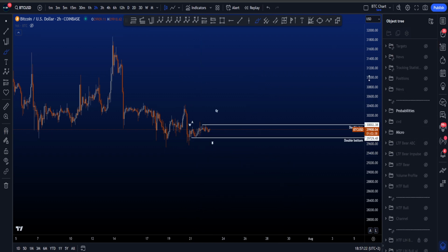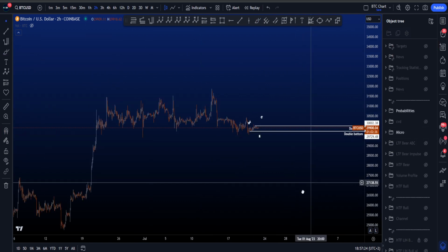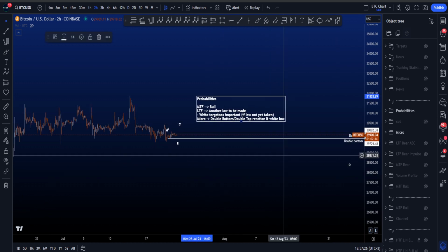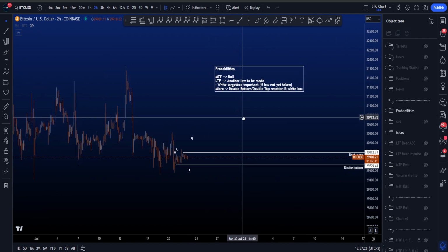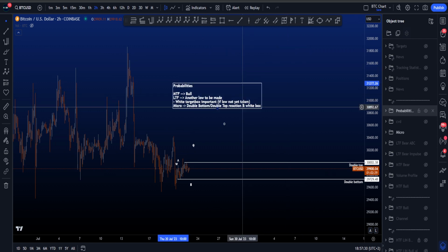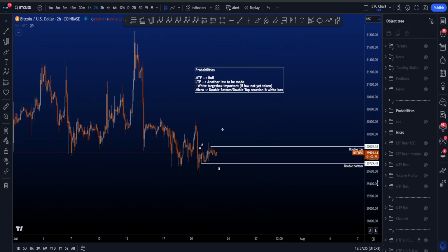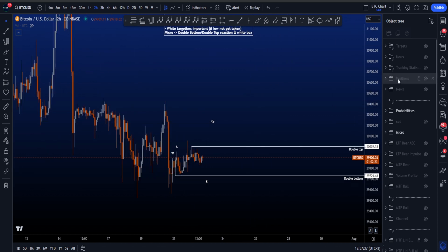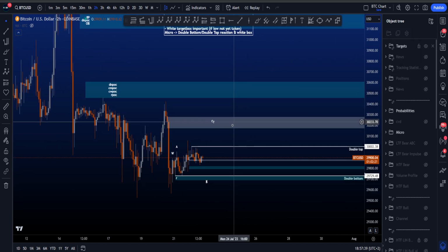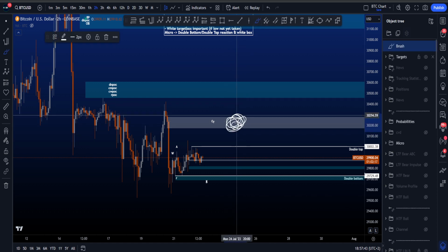And on the micro scenario, if we then look at the probabilities, got to find my box somewhere again, there it is, then I expect, well, the double bottom or the double top to be taken, and as I write over here, wait for the reaction, and then hopefully, because that is all probabilities, we are then going to approach the white target area over here, which I think is an interesting area to observe the reaction and then wait and see.